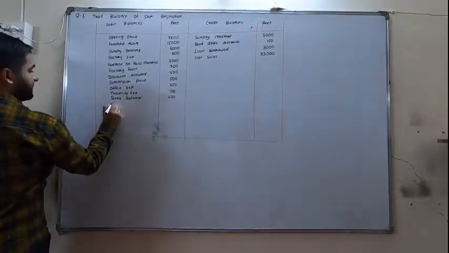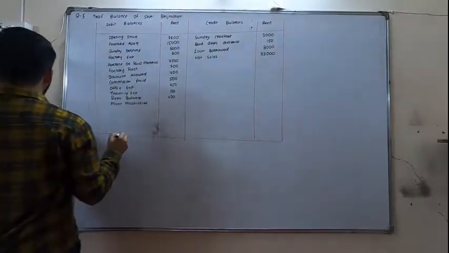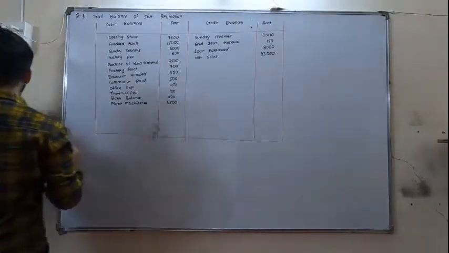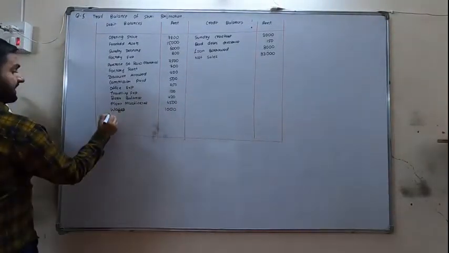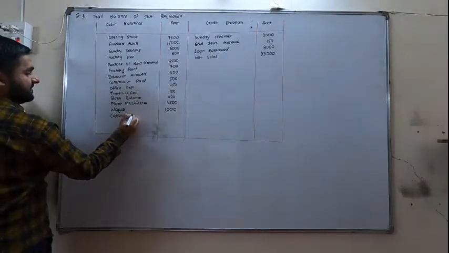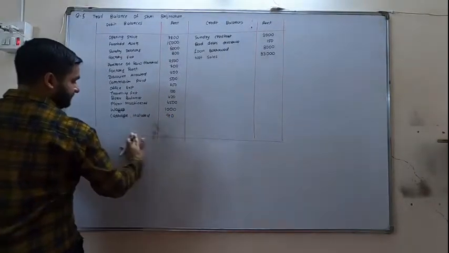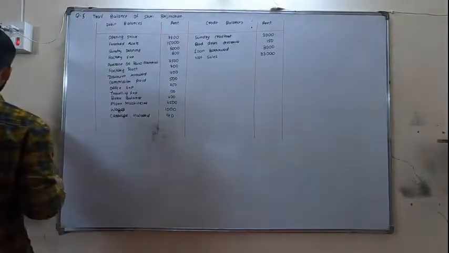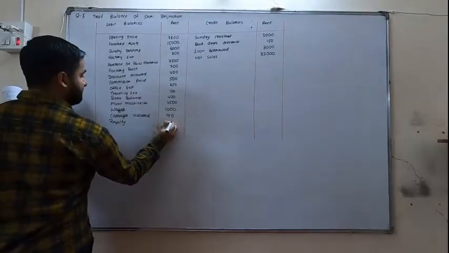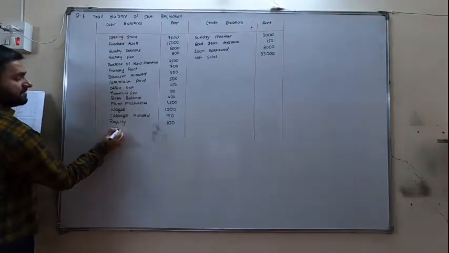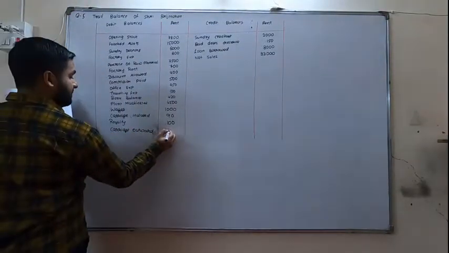Then plant machineries is our asset, so debit side plant machineries 4,500. Then wages are our expense, so on the debit side 1,000. Carriage inward is also an expense, so on the debit side carriage inward 90 rupees. Then royalty is also our expense, so again on the debit side 100. Then carriage outward, maybe carriage inward or carriage outward, both are our expense, both are on the debit side. Again 100.